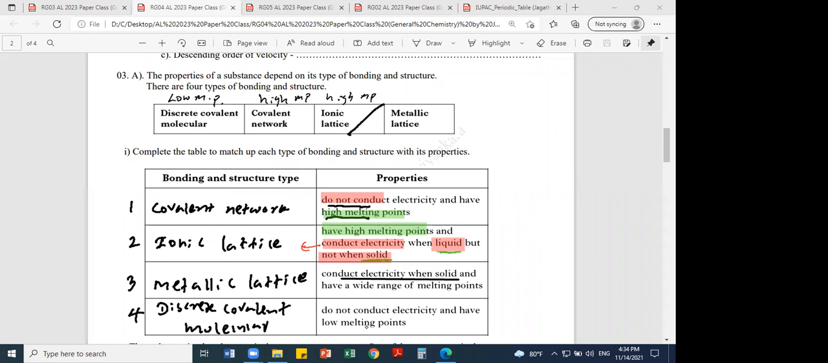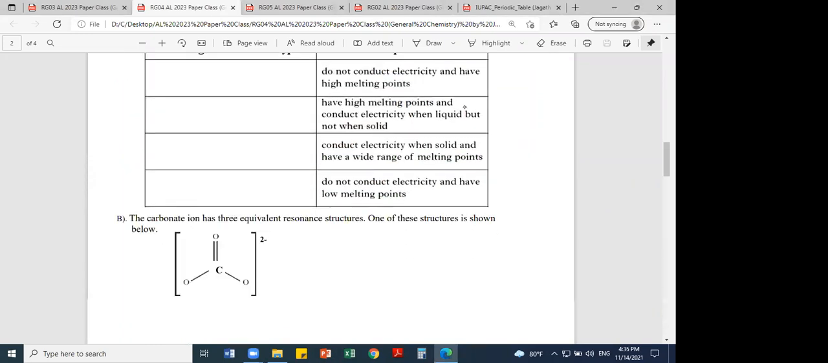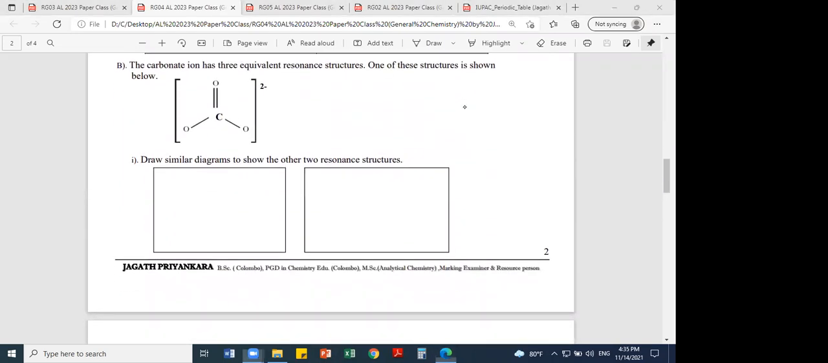Then next one. I'll erase this. Part B. This is carbonate ion. What is carbonate ion? CO3 2 minus. CO3 2 minus will be the carbonate ion. So you are asked to draw similar diagrams to show the other resonance structures.